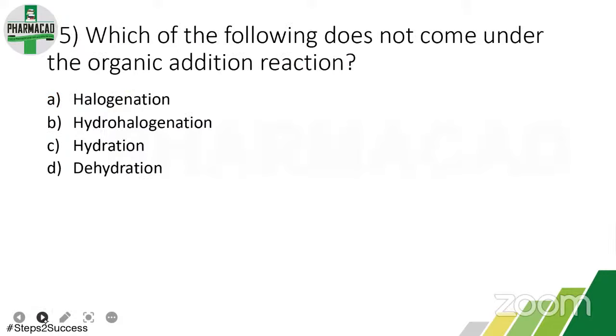Next question. Which of the following does not come under the organic addition reaction? Now, what is halogenation? Halogenation is addition of halogen. This is halogenation. Hydrohalogenation is what? Addition of hydrogen plus halogen.